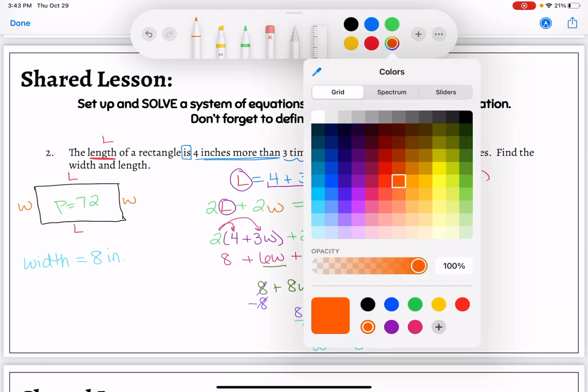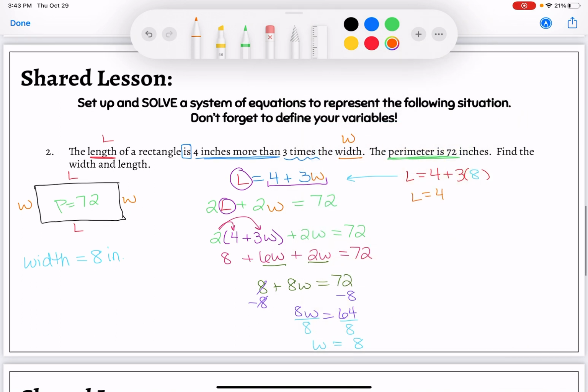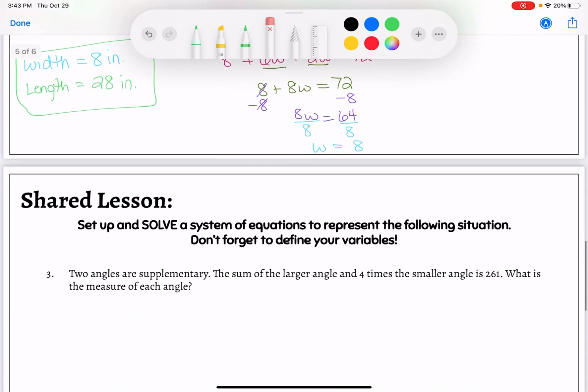So I get L equals 4 plus 24. So L equals 28. So my length equals 28 inches. Being very clear about our labeling of our answers here. Which one is the width, which one is the length, and also making sure that I have the units. All right, so we did practice setting those up earlier in the chapter, and so now all we're adding on is just the solving, so hopefully you're feeling confident in these.